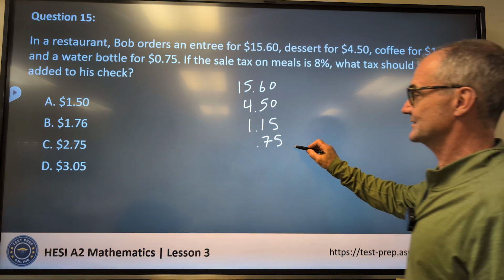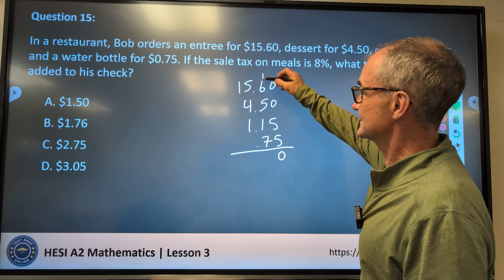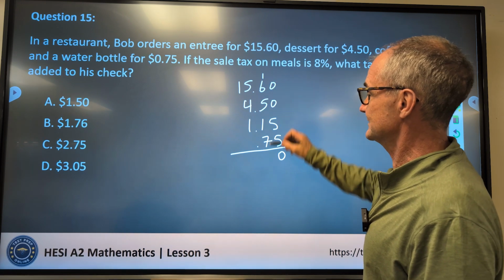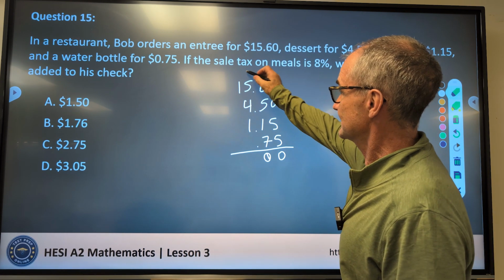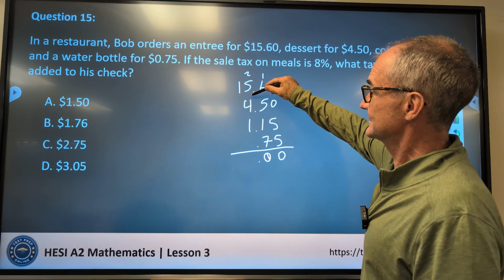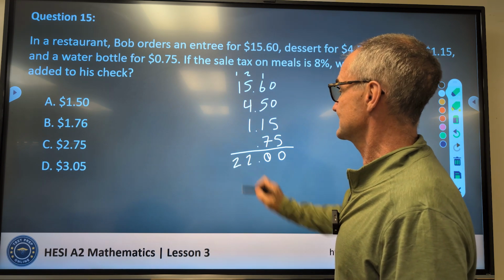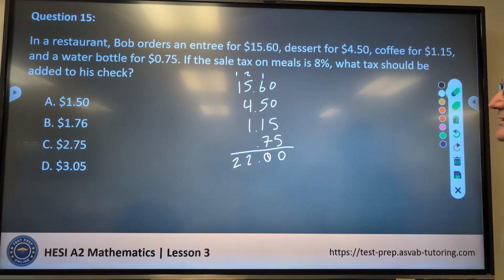Let's figure out the total amount first. So let me add this up. 10, carry the 1, 7, 12, 13, 20. Carry the 2, 7, 11, 12. Carry the 1, 22. So the total bill's $22.